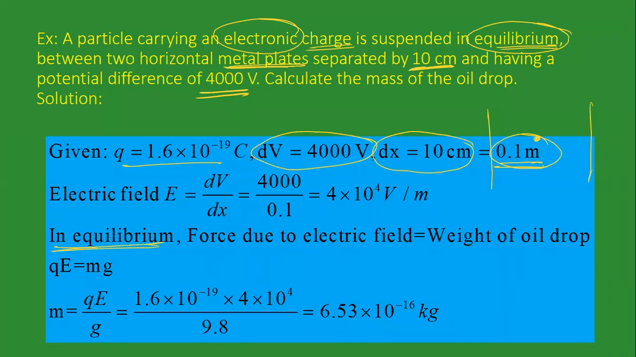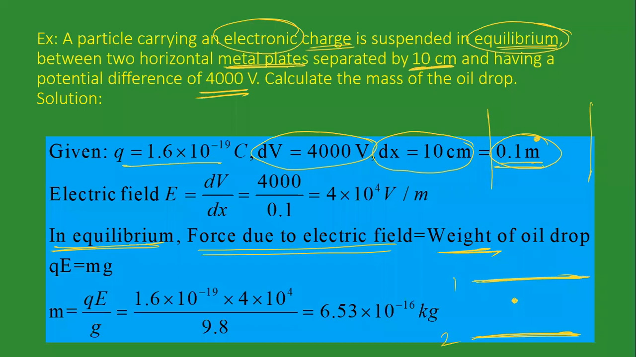Why is it in equilibrium? Pay attention, the charge is not going down as well as not going up. So it means that some force balances this. The force due to the electric field balances the weight. Pay attention here, the metal plates are horizontal. This is the first plate. Sorry, I showed it vertical. This is the first plate, this is the second plate, and this is a charge.